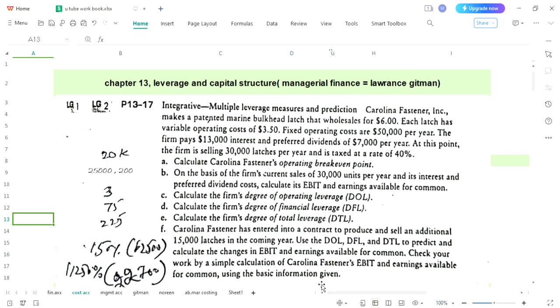So what we are needed to predict and to calculate. With prediction, we will calculate both EBIT and amount available for common shareholders. And secondly, we will make an income statement as well, so that we can prove with the help of these degrees that there is a shortcut of calculation of net income, EBIT, or income available for shareholders. First, let's see how much change they are making. Additional 15,000 latches or units are being made.